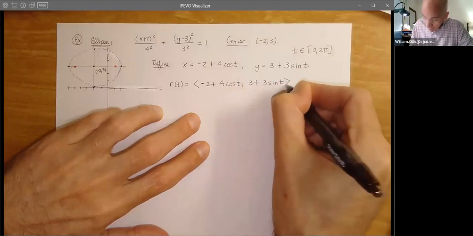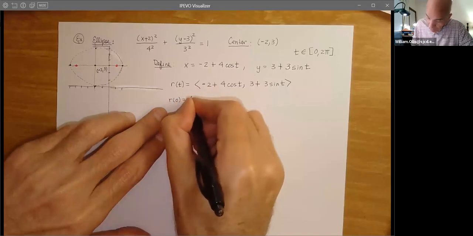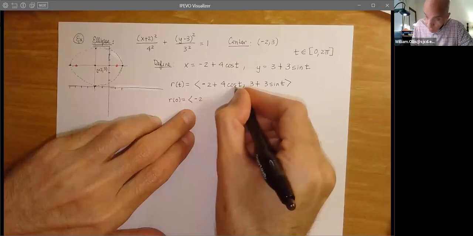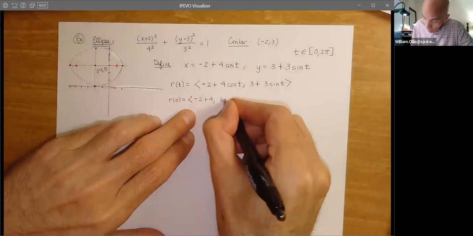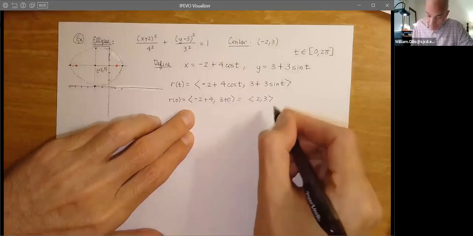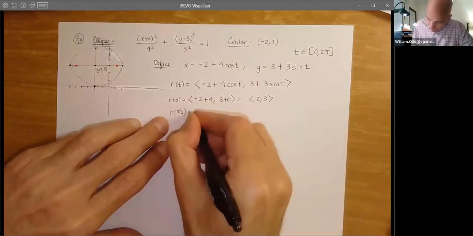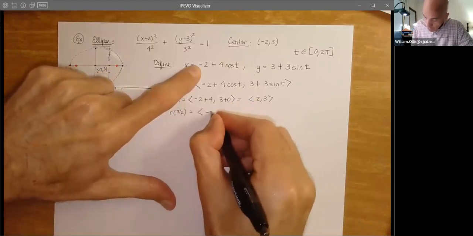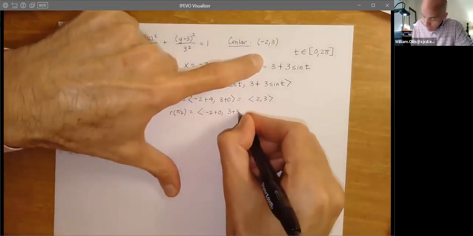And b is 3. So let me just write it in as 3. How funny. Sorry, it is b, and that's a, but it is 3. So 3 sine t. So now we can do the same thing. We can do r of 0. So that's going to be what? A negative 2, and then a 0 here will give us a 1, plus 4, and then a 3 plus a 0. So that gives us 2, 3.